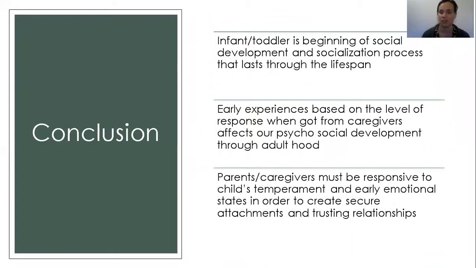So infant toddlers is really about social development and socialization. It starts in infant toddlers and it lasts throughout our lifespan. Developing those close relationships with people who love and care for us is going to set us up for having great trusting relationships that are going to last us through our lifespan. Our early experiences are really based on the response and the meeting of our needs that we get from our caregivers, and that really affects us as well. What we need to do is be responsive to them, and create secure attachments and trusting relationships.